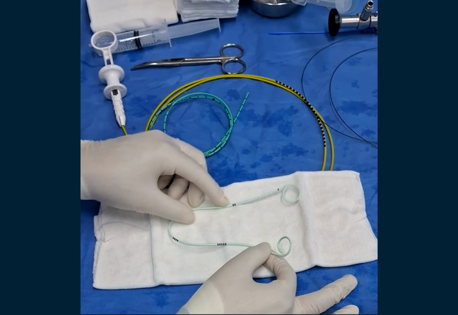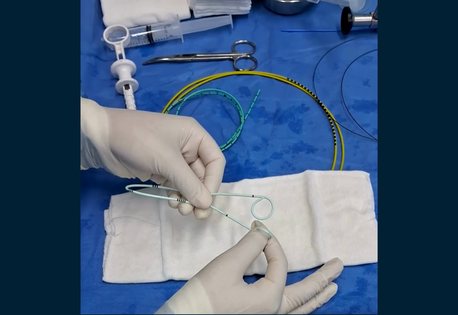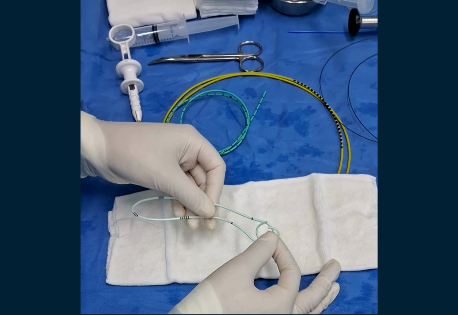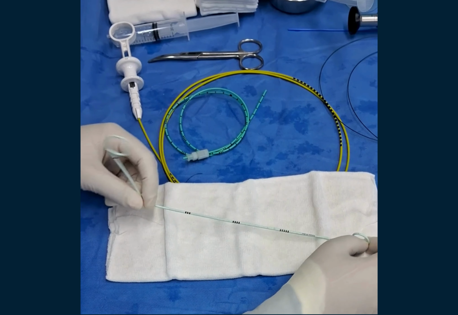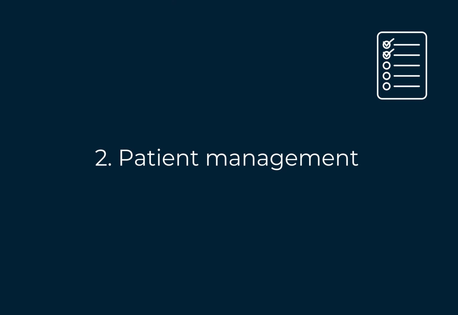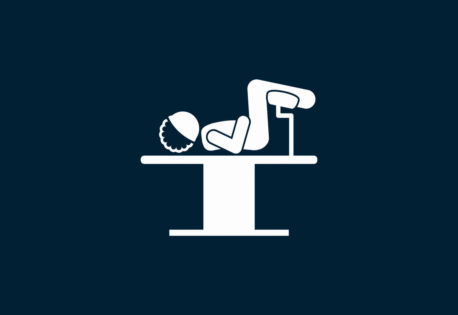The open-ended catheter is essential, and the most commonly used size for the double J stent is 6 French, 26 centimeters. The patient should be in the lithotomy position.